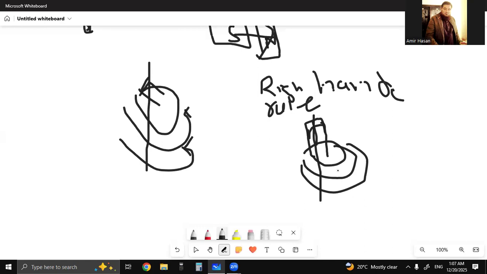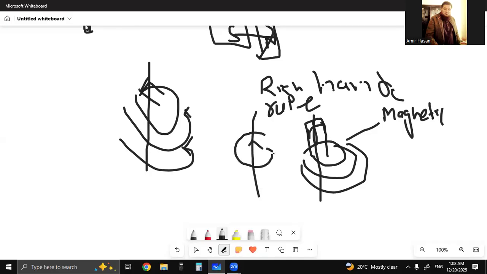Now, what happens? The fingers gripping show the magnetic field lines. When the current moves upward, the fingers bend around the coil, around the wire, in an anti-clockwise direction.